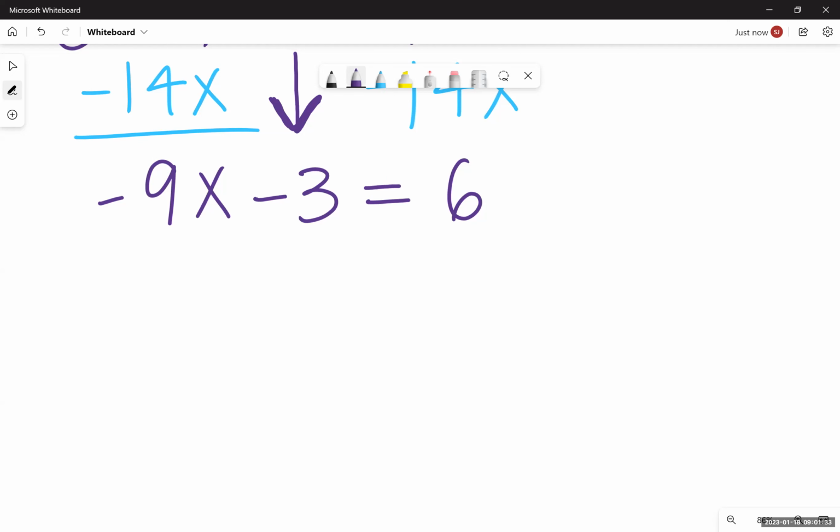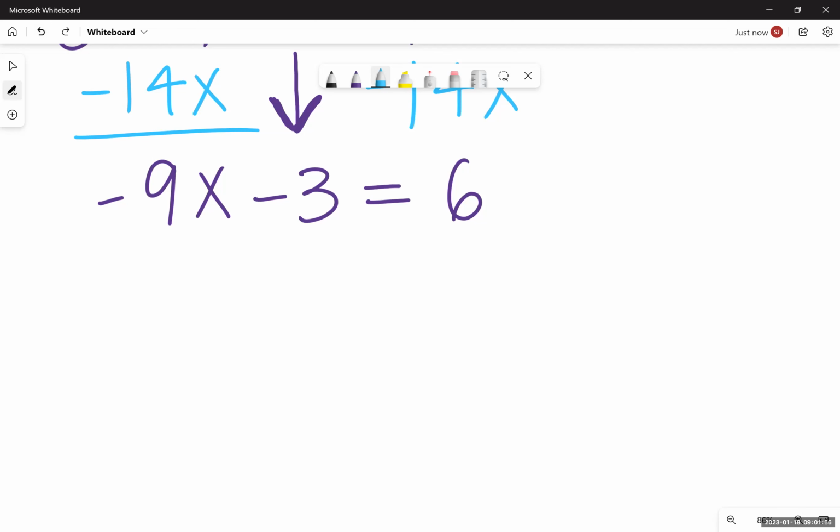Okay, what I want to look at is moving whatever does not have an x away from that side. Do the exact same thing, like second verse, same as the first. If I want to move this -3 to the other side of the equal sign, I'm going to use the additive inverse. So what is the opposite of that -3, or subtracting 3?